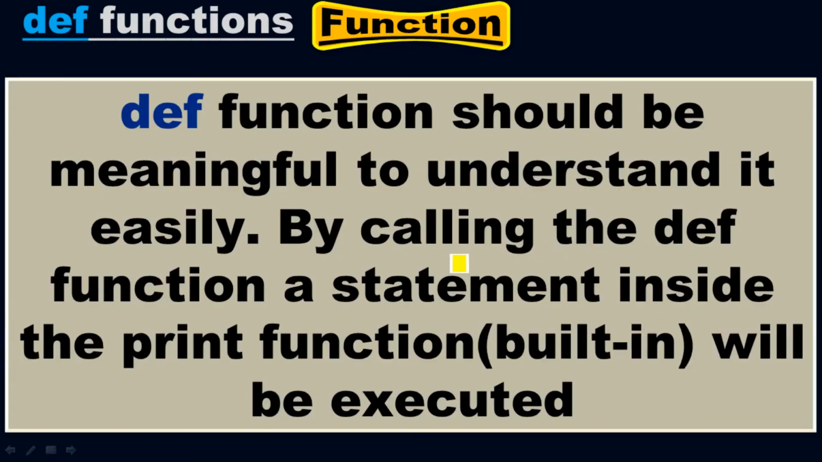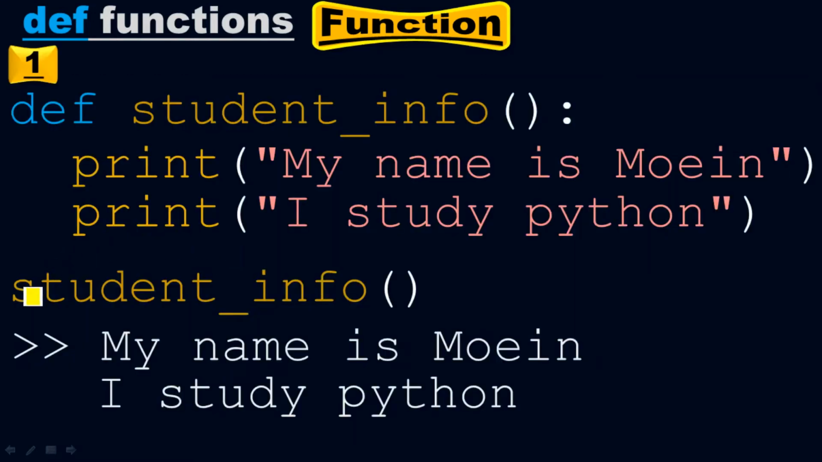So if you remember, by calling the def function, a statement inside the built-in print function will be executed, which means that by calling this def function, the statements, my name is Moein, I study Python, these are the statements. The statements inside the print function, which is a built-in function, will be executed by calling the def function. So once you call student info, it starts operation from here. It goes up and checks student info. The defined function name must be the same. If you put student info, you have to put student info. You can't put something else here.